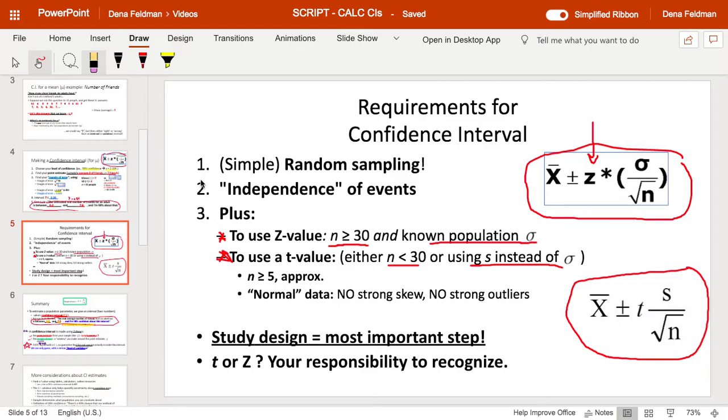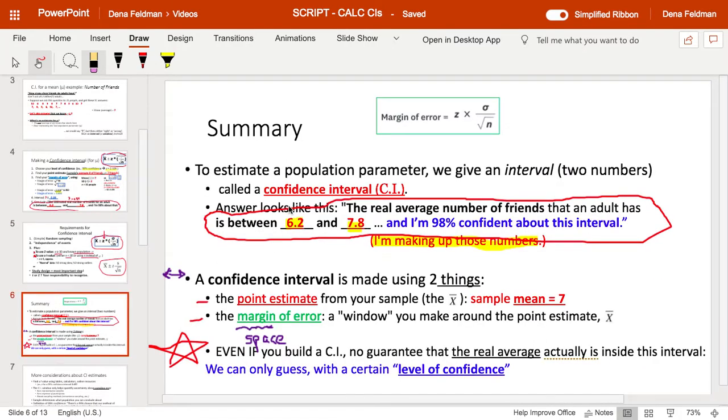And as we can see from this, ultimately recognizing the study design is the most important step in doing statistical inference. So just to summarize what we just talked about: to estimate a population's parameter, we give two numbers, an interval, called a confidence interval, and your answer looks something like this.